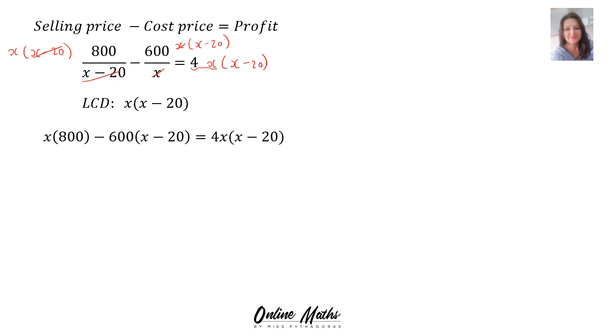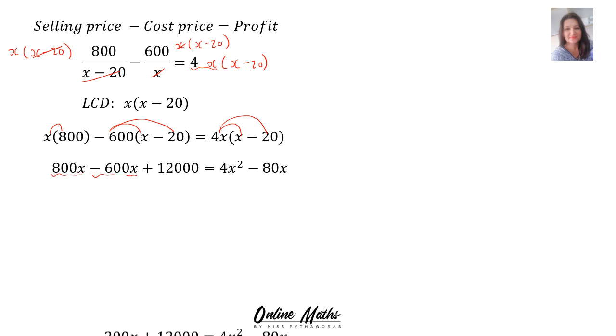In the next step, I'm going to multiply in the X there, 800x. I will multiply in the negative 600 into both, and I end with minus 600x plus 12,000. And on the right hand side, 4x times x is 4x squared. 4x times negative 20 is negative 80x. Now I'm going to add my like terms. 800x minus 600x is 200x.